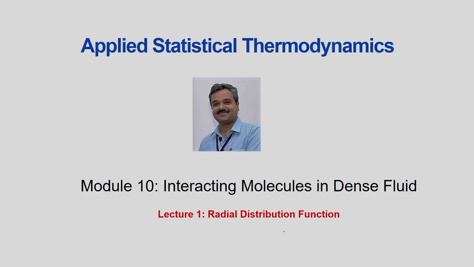So now what we will do is look at interacting molecules in a dense fluid. In this lecture we will see what we mean by the radial distribution function. Primarily we will be concerned with the radial distribution function only, and the origin of this function, because this is very important. It says what is the probability that a molecule is surrounded by another molecule within a specific distance, so how many molecules we expect to encounter in this neighborhood. All that will be taken care of by this radial distribution function, sometimes also called the pair distribution function. So let us see the origin of this expression.